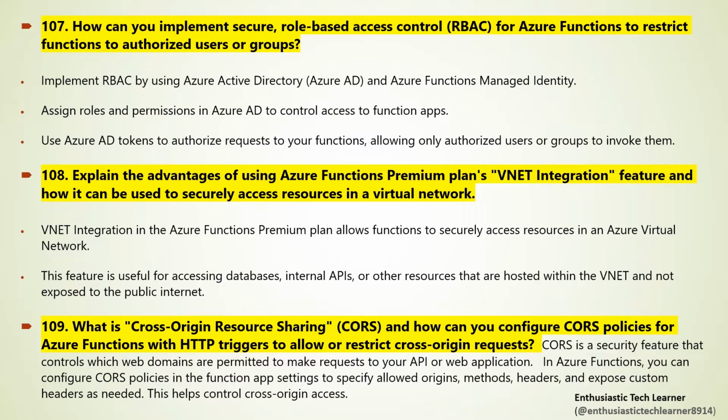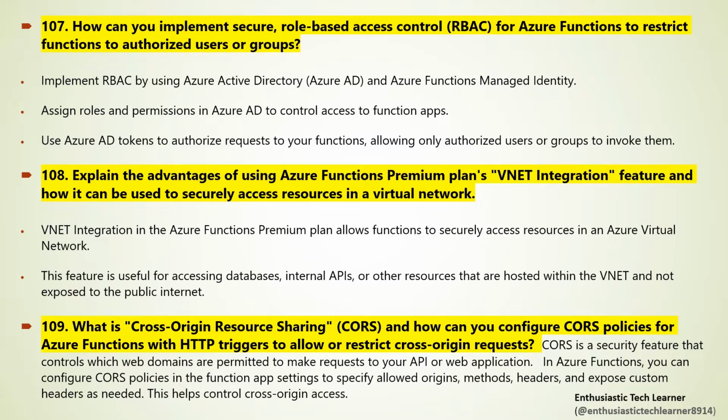How can you implement secure role-based access control, RBAC, for Azure Functions to restrict functions to authorized users or groups? Implement RBAC by using Azure Active Directory, Azure AD, and Azure Functions Managed Identity. Assign roles and permissions in Azure AD to control access to function apps. Use Azure AD tokens to authorize requests to your functions, allowing only authorized users or groups to invoke them.